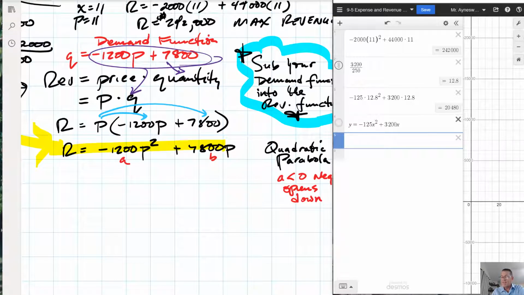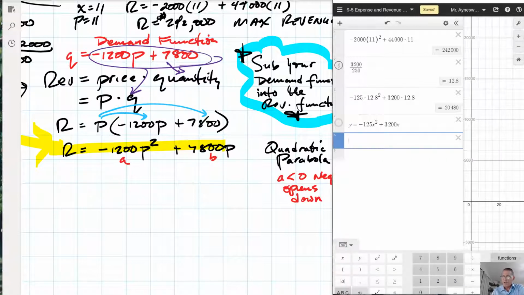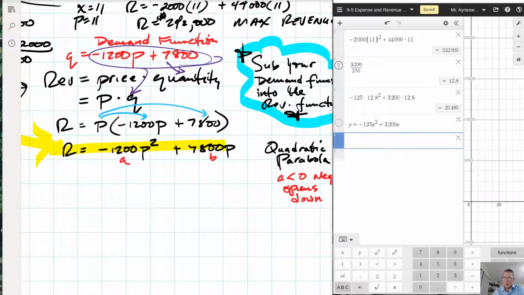Now what I want you guys to do is turn off the previous function. Just deselect it. Do not delete your work. Just turn off your colors and hit the save button. Now let's type in our function here. Instead of R, I'm going to use Y. Instead of P, I use X. And you just pretty much type it in exactly how you see it.